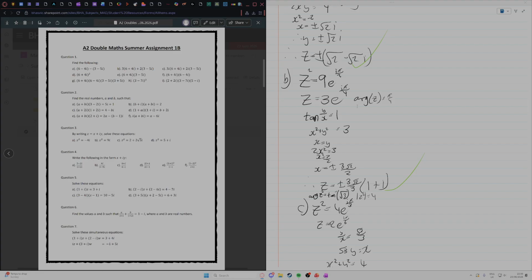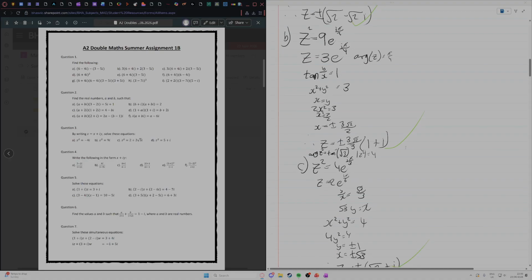You'll learn more about the modulus argument rule. You technically have done it in Argand diagrams, but you learn more about it when you do exponential form next year. But then obviously you have your new thing. So you have the argument is tan y over x, and then the modulus is that, and you just rearrange a little bit and you'll get your answer.